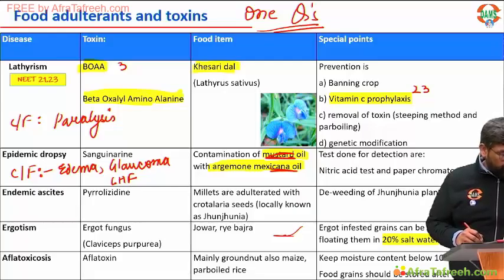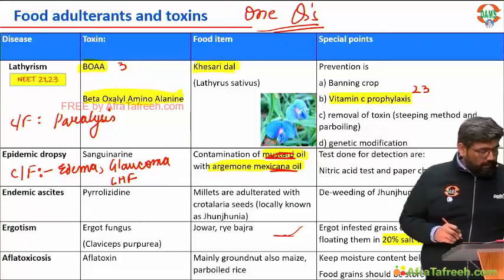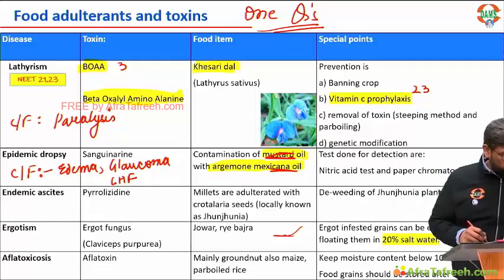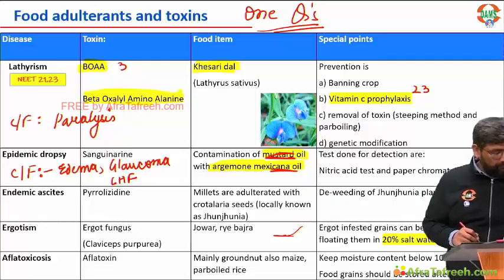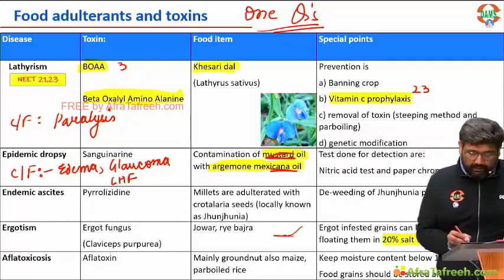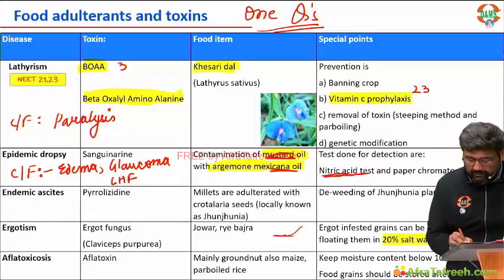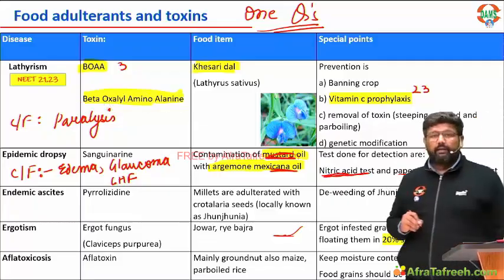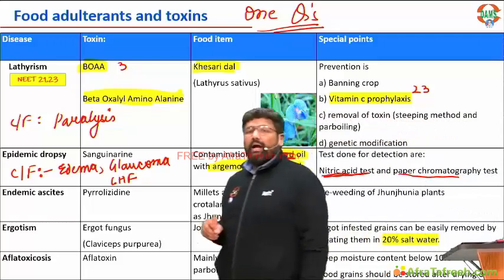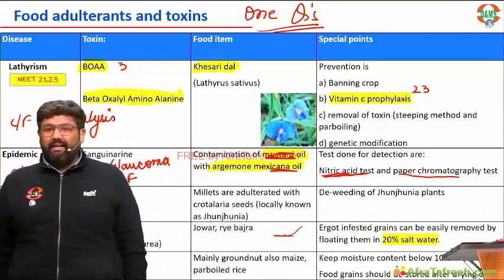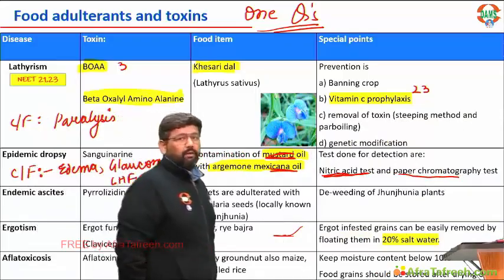Right? If the fluid is in heart, CHF. Now, next is, what are the tests done? Nitric acid test and paper chromatography.